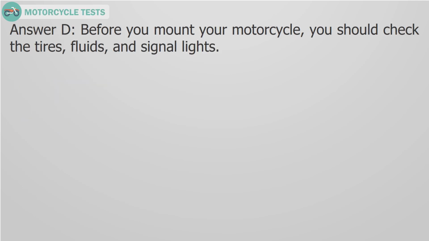Answer D. Before you mount your motorcycle, you should check the tires, fluids, and signal lights.